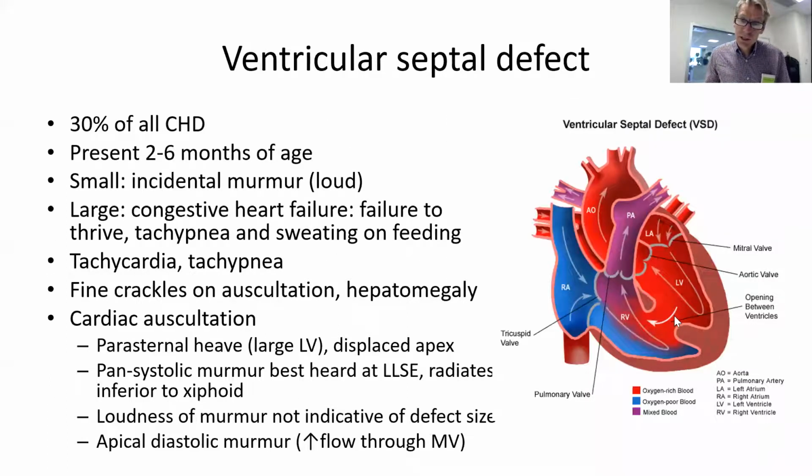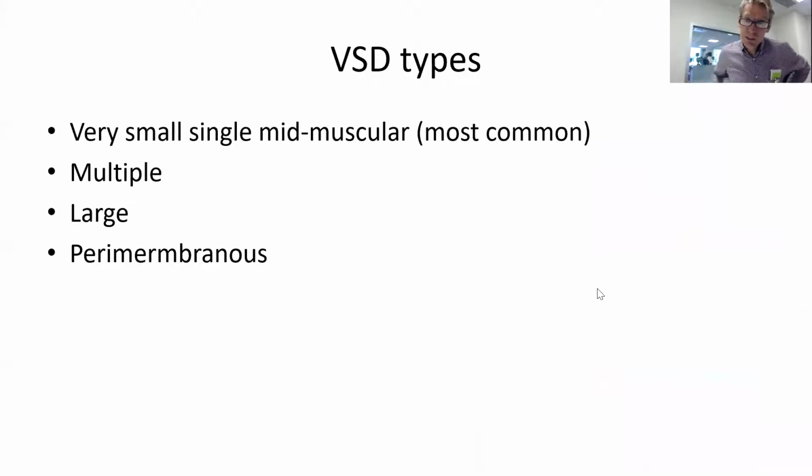Some children who have large VSDs will have twice as much blood going through the right side of the heart as they have going through the left side of the heart, and it's the increase in flow across the VSD that leads to pulmonary congestion and the symptoms. It's important to know that VSDs can actually be very small, and they can get better completely by themselves. They can spontaneously resolve. And so a lot of the VSDs will resolve, but not if a child presents in early life in heart failure.